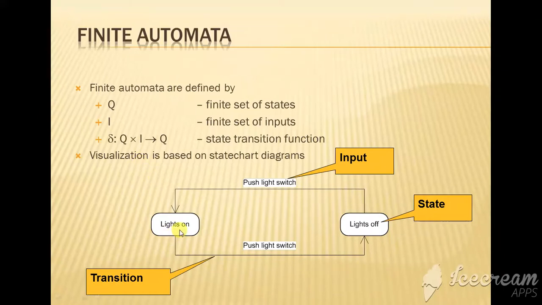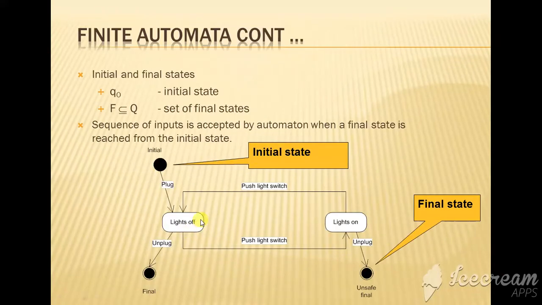For example, lights are on, lights are off. If you push the light switch, it will be on, and if you push it again, it will go to the state off. So this is a transition from one state to another state. Only one event is there, where we can see that the lights are going to be on or off. So we have the initial state and the final states. Q0 is the initial state, and F is the set of final states. There may be one, two or more final states also.